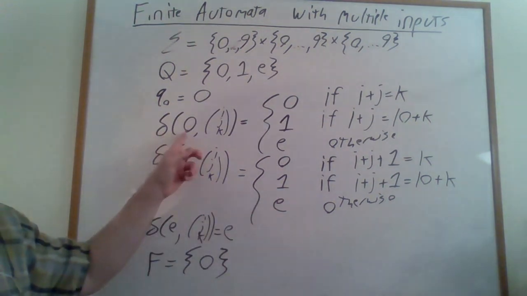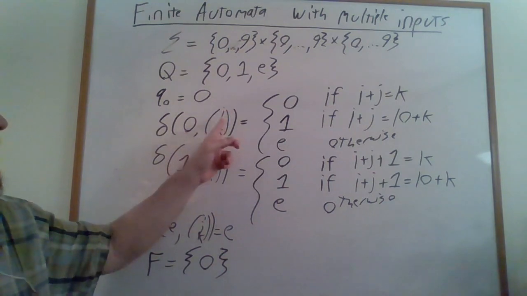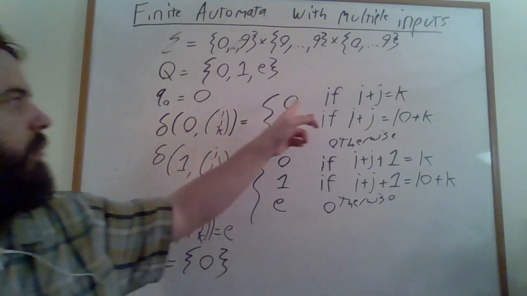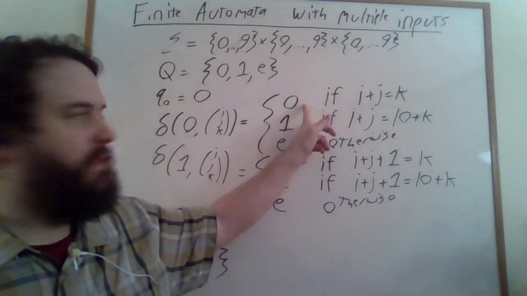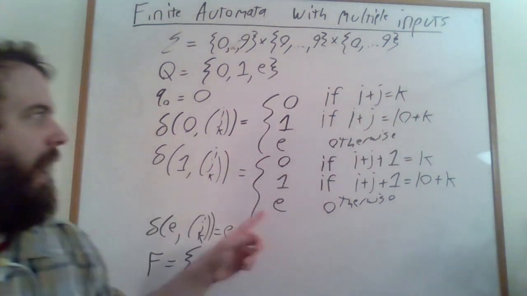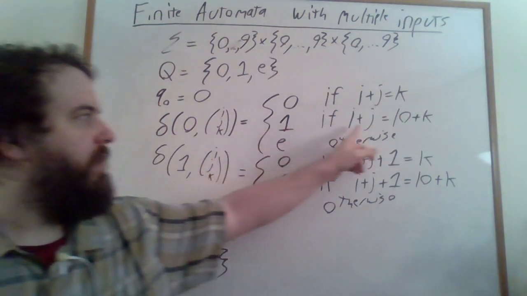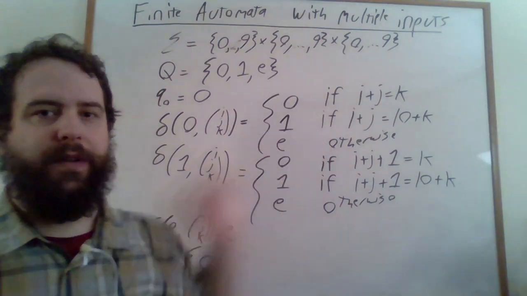If we have a carry bit of 0 and we see an ijk, this is going to be okay, and we're going to carry a 0 if i plus j is equal to k. Otherwise, if i plus j is equal to 10 plus k, we're going to carry a 1.